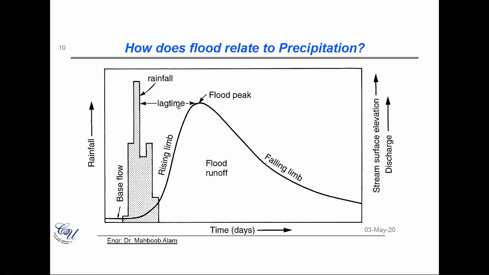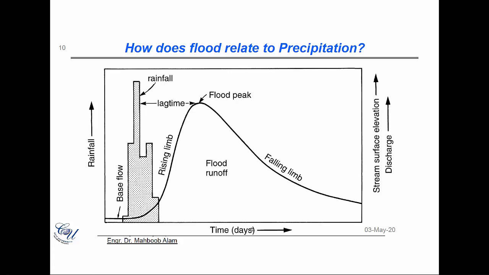So there would always be certain lag time. The flood peak would be occurring in terms of 2 days or 3 days after the maximum precipitation has occurred. Obviously this x-axis would depend upon where we are recording the hydrograph. It can be in a few hours, or it can be in days, depending upon where we are.